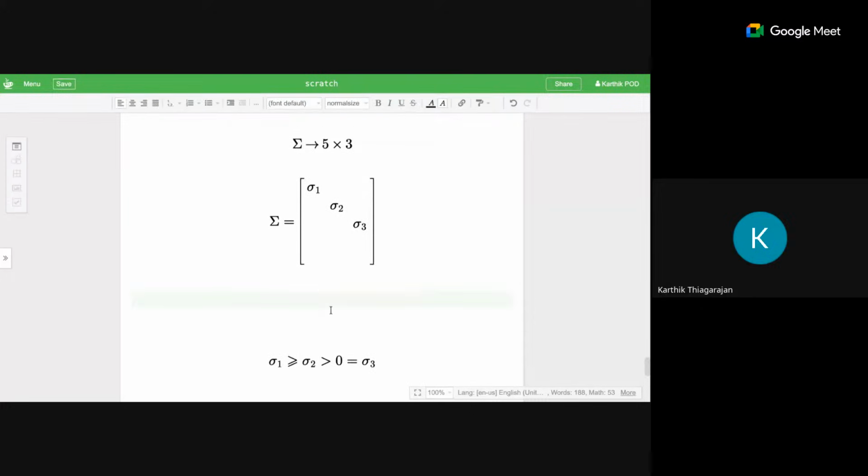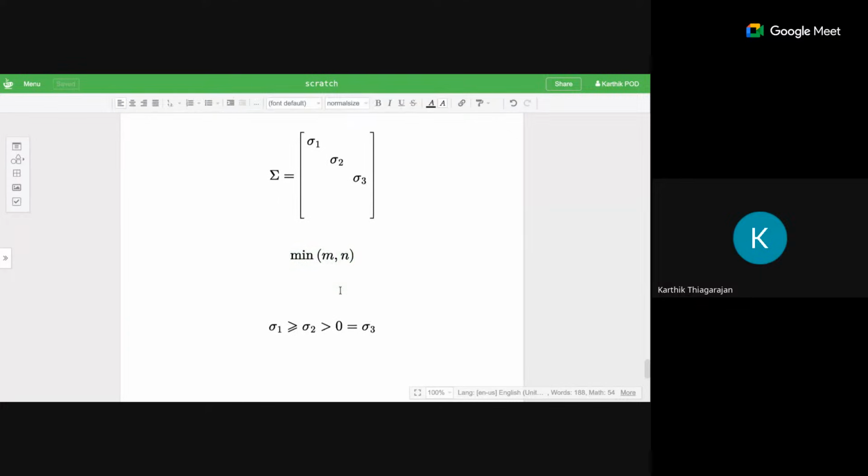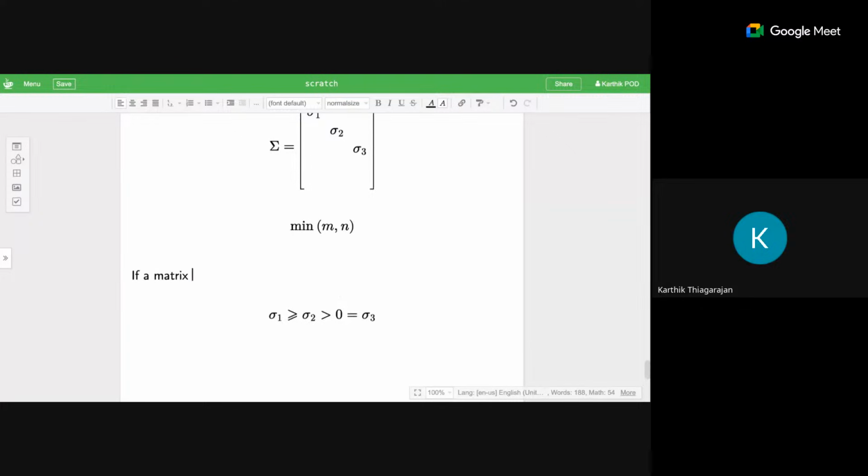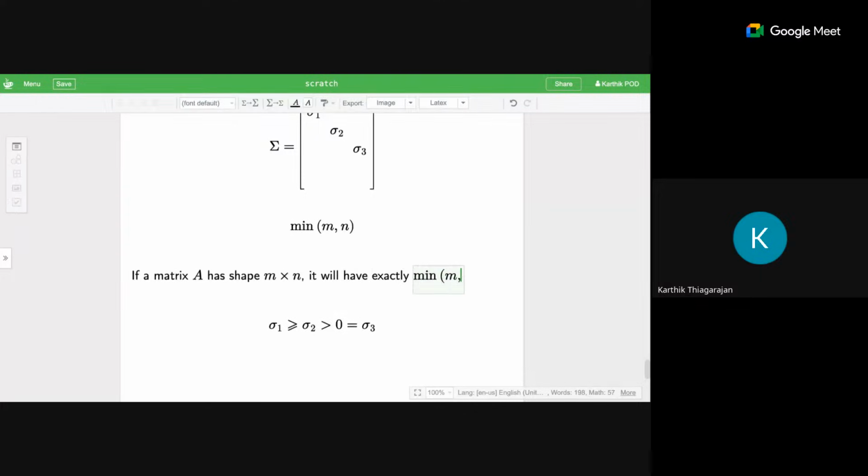Therefore, in general, the number of singular values is exactly minimum of m comma n. Okay, so I'll just repeat this. If a matrix A has shape m cross n, it will have exactly minimum of m comma n singular values, right? This is guaranteed.